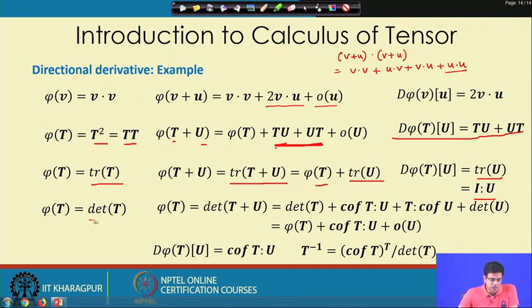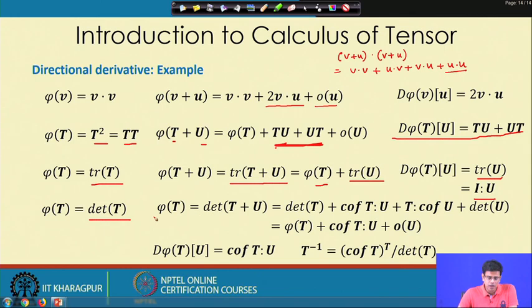Now, the determinant of T. The determinant is the third invariant of a second order tensor, we know this. So, if we want to find the directional derivative of the determinant along the direction of u.